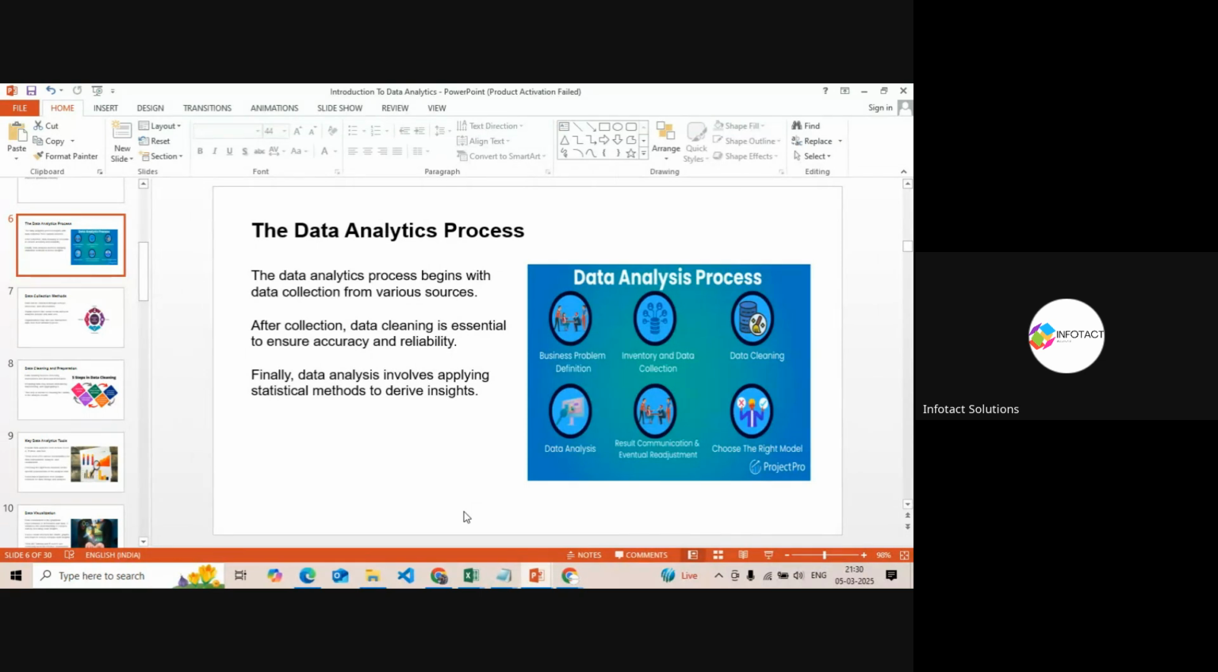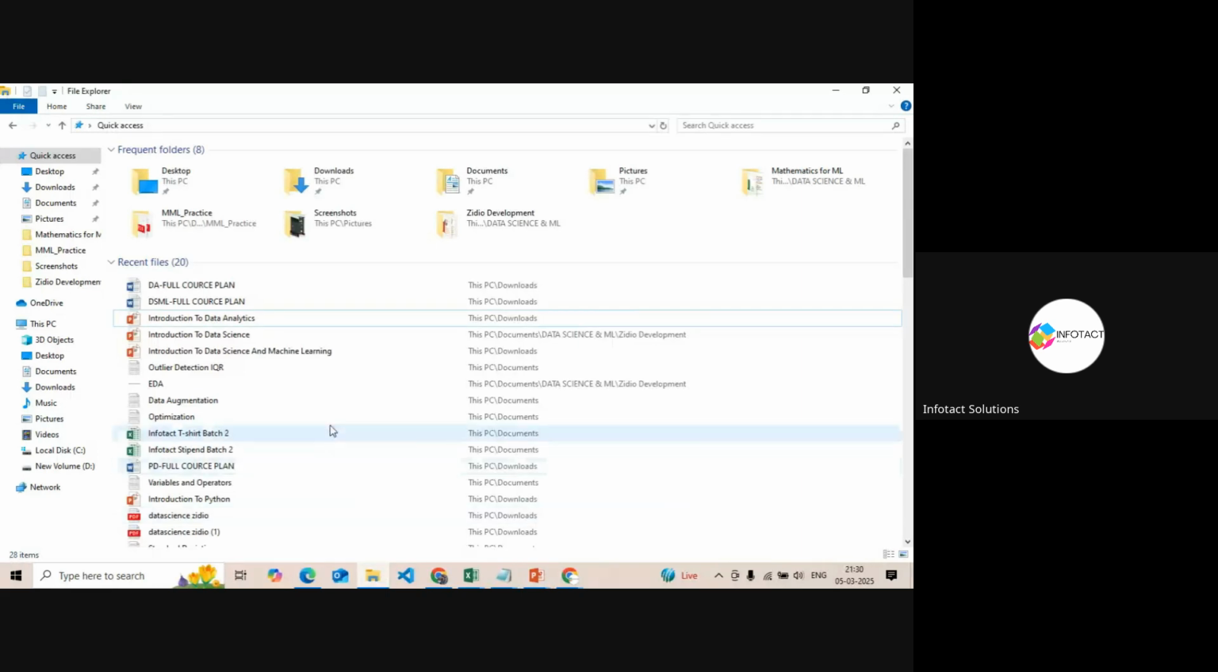When we will be discussing EDA, there we can understand imputation. We understand imputation, optimization, and then your outlier detection. Have we added outlier detection or not? We have added outlier detection.